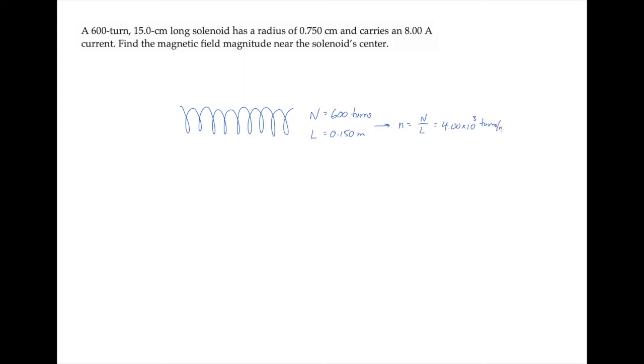The magnetic field magnitude at the center of a long solenoid equals mu naught times little n times the current I. When you substitute values and calculate, you find that equals 0.0402 Tesla.